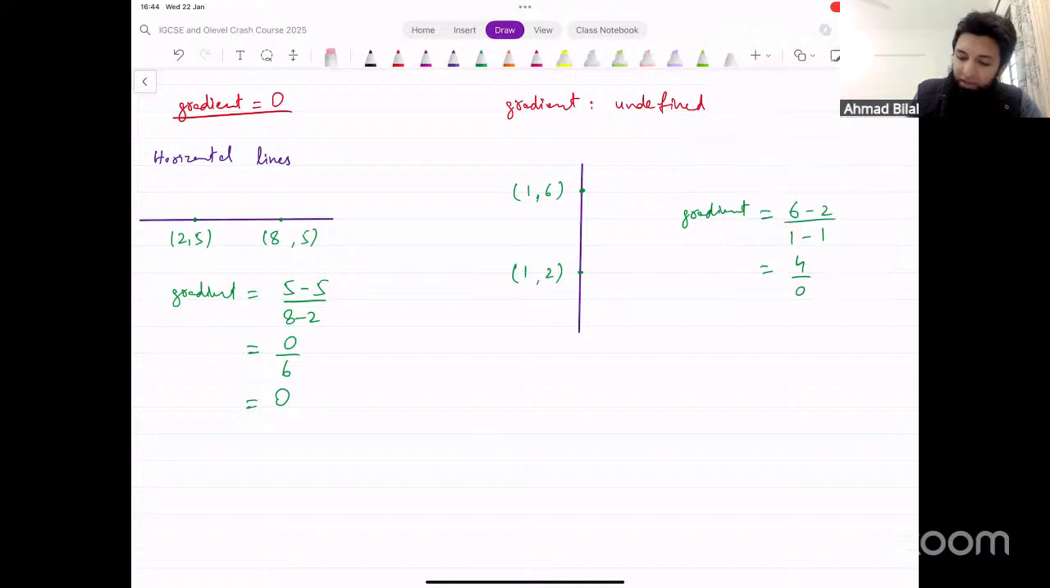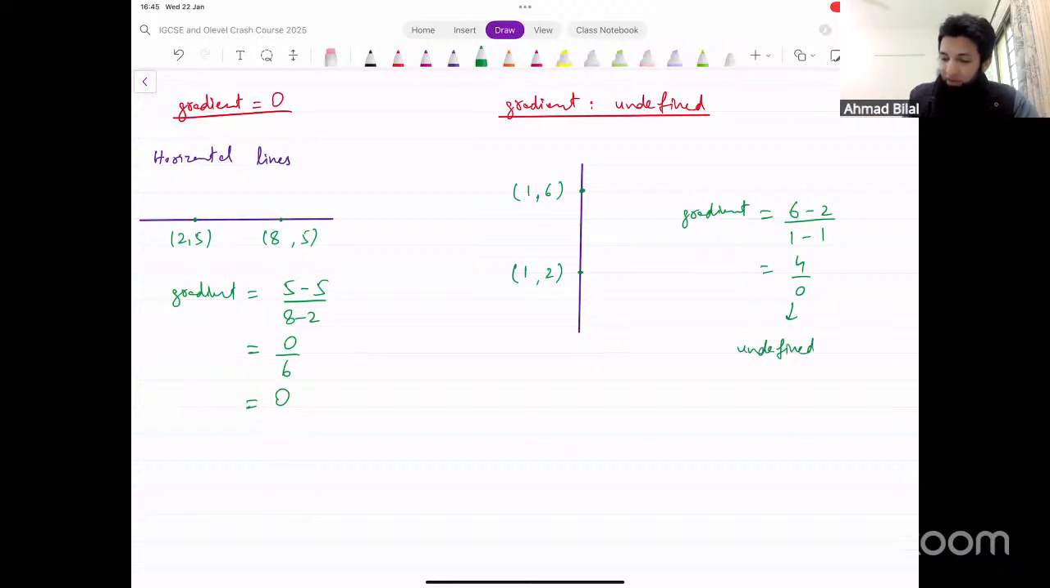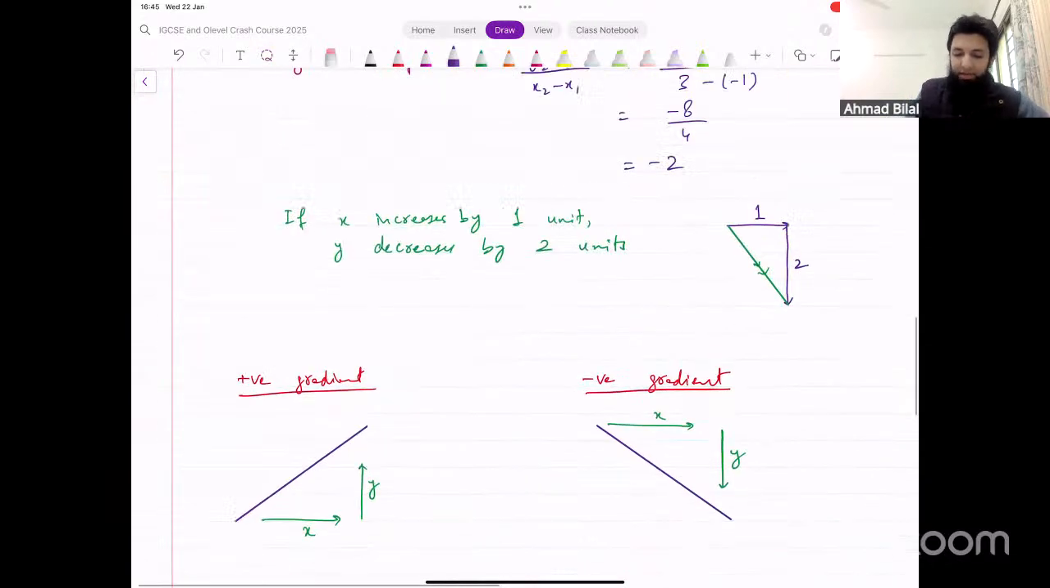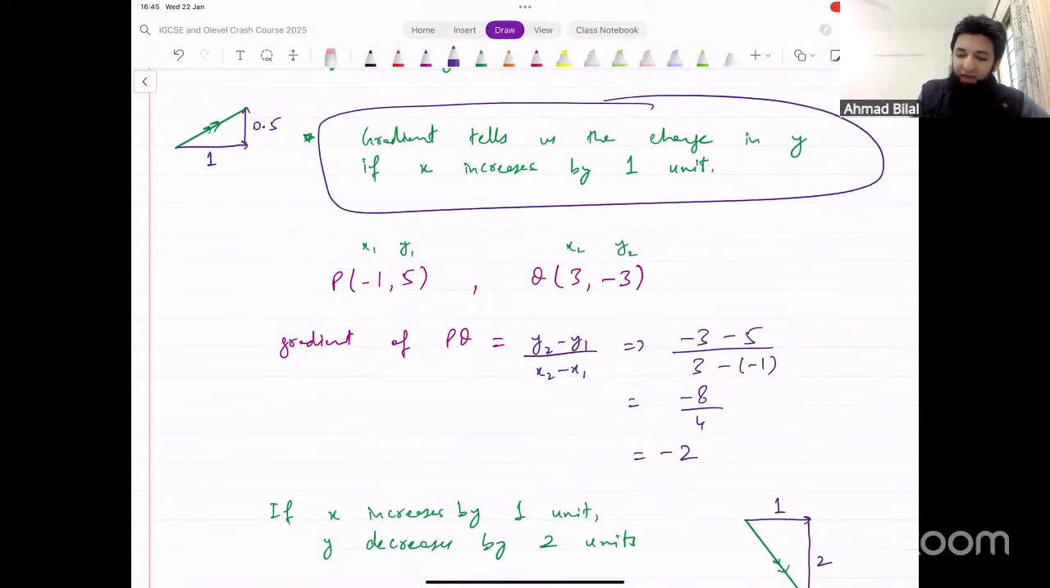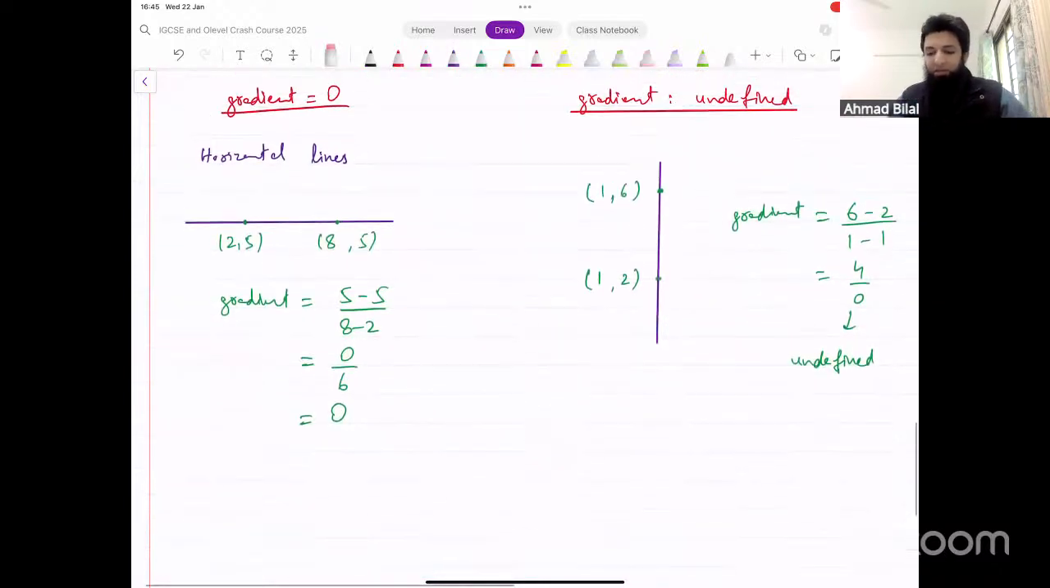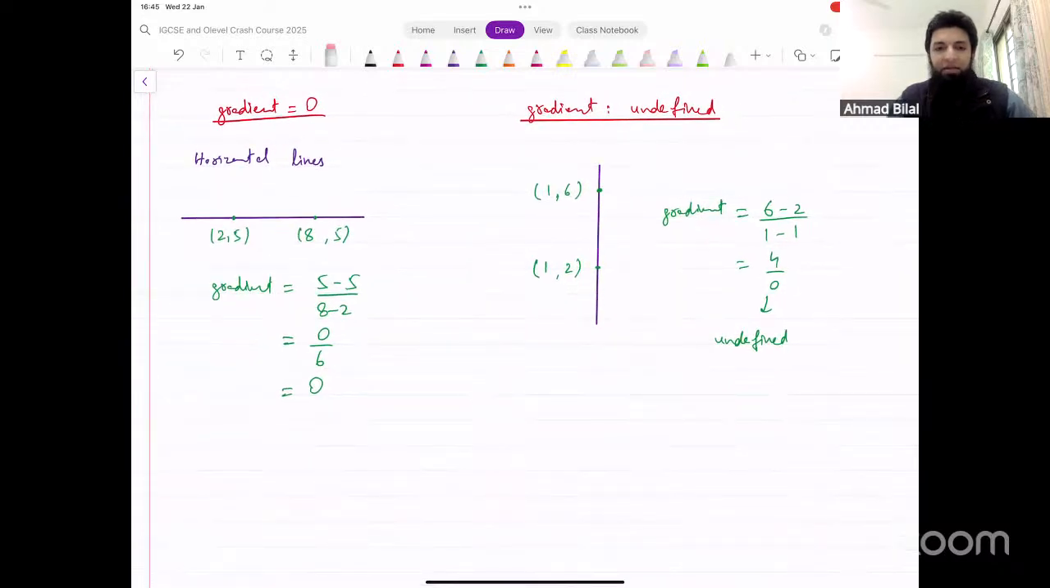For vertical lines, the gradient is undefined. Okay? Because we end up getting a 0 in the denominator, and division by 0 is not possible. We cannot divide by 0. That is why it's undefined. Okay? And as I said before, x is not even changing here. So this interpretation of gradient that we looked at earlier, it tells us the change in y if x increases by 1 unit. X is not even increasing there. So the question does not make sense. That's why the gradient is undefined.